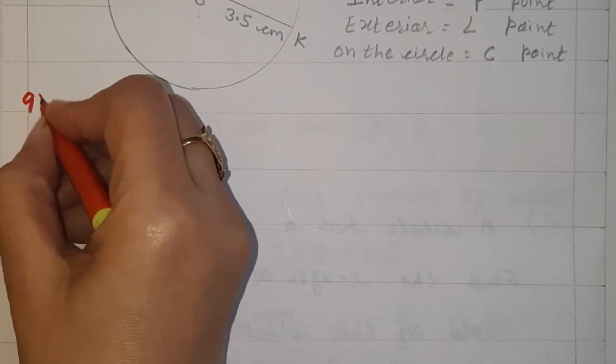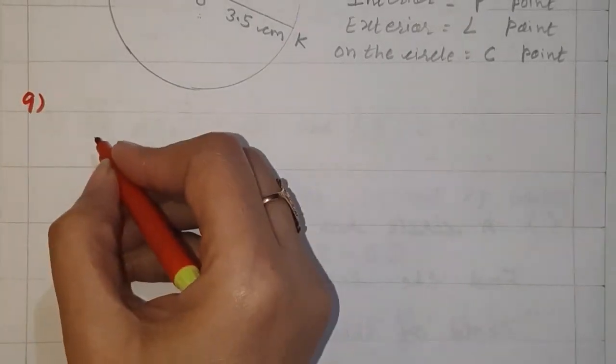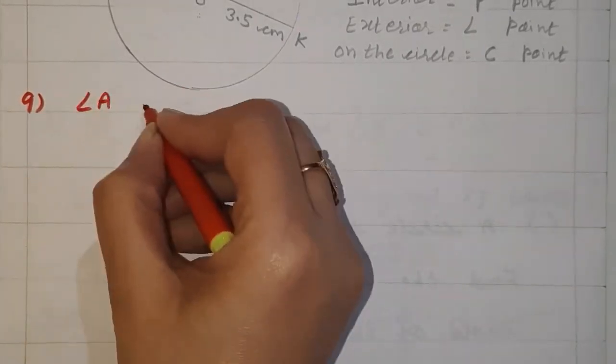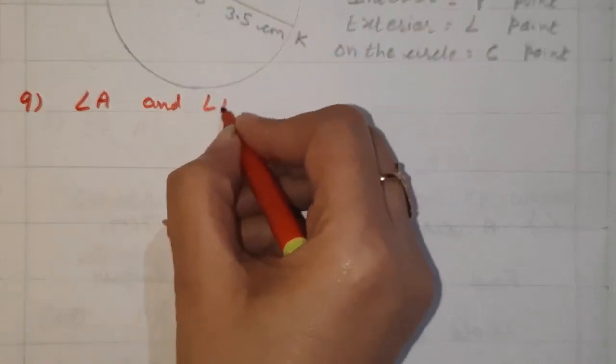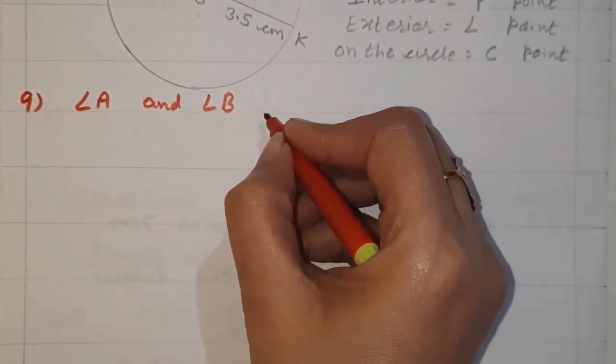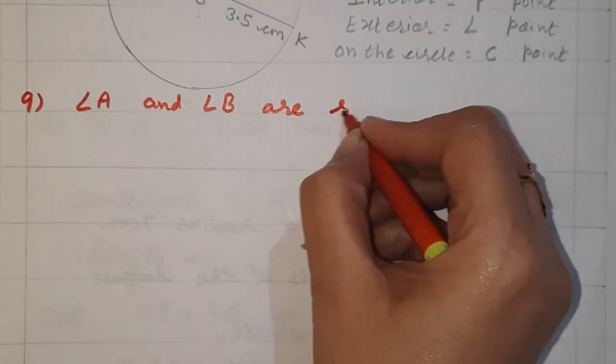One more question I am going to take. Question number 9. Angle A and angle B are supplementary angles.